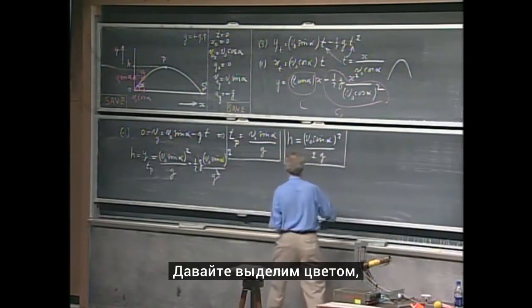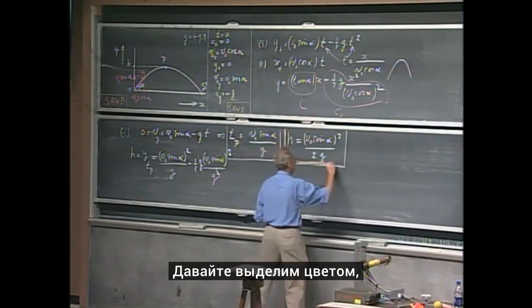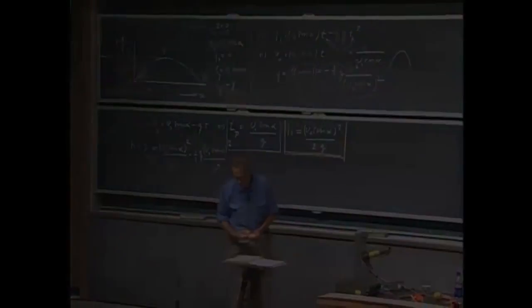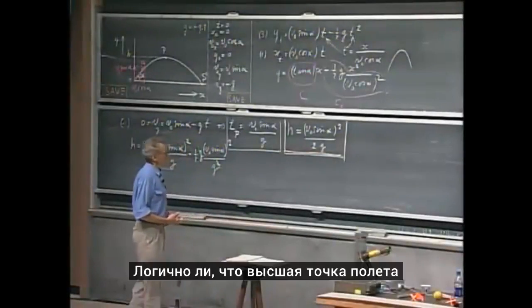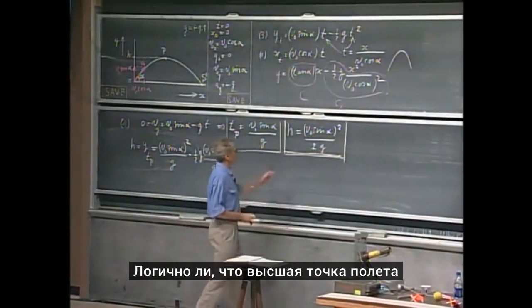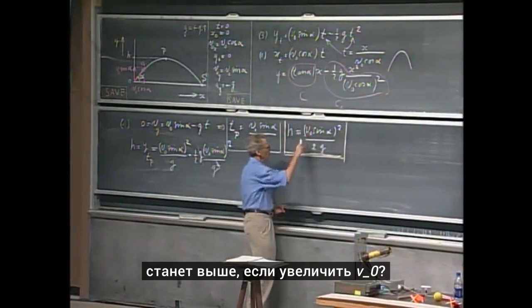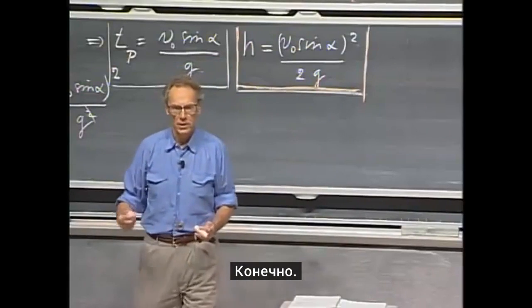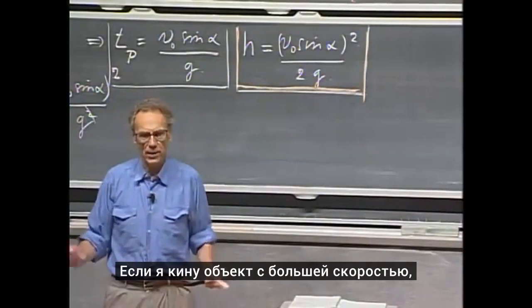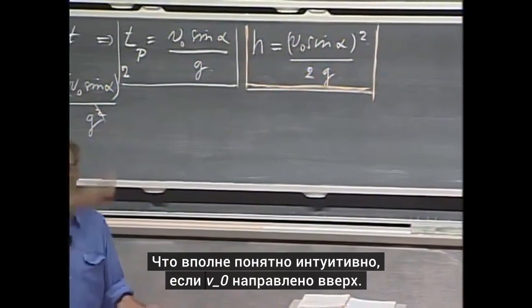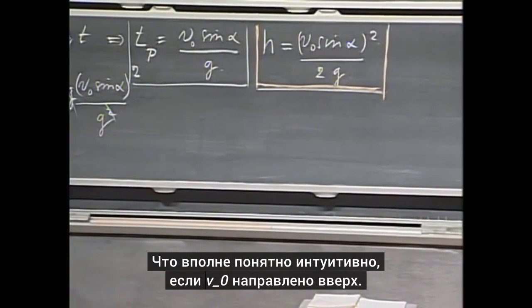Let's give that some color, because we may want to keep that. Is it reasonable that that highest point in the sky gets higher when v0 is higher? Of course. If I shoot it up at a higher speed, of course it will get higher. So it's completely intuitive that v0 is upstairs.